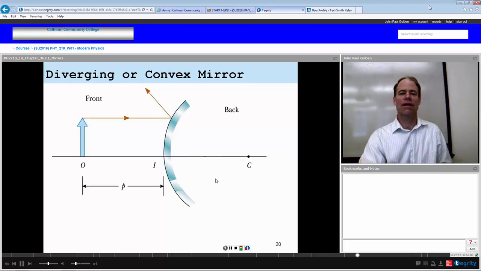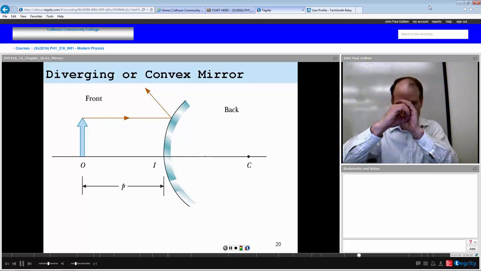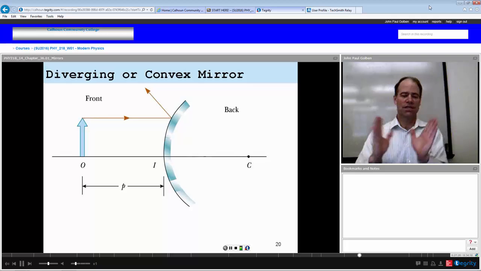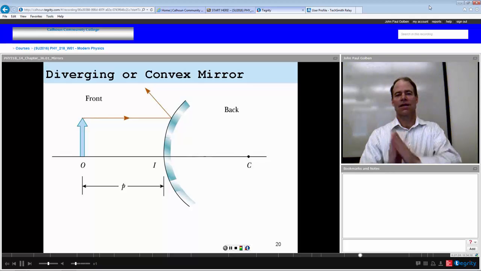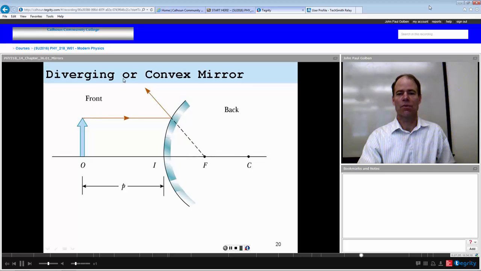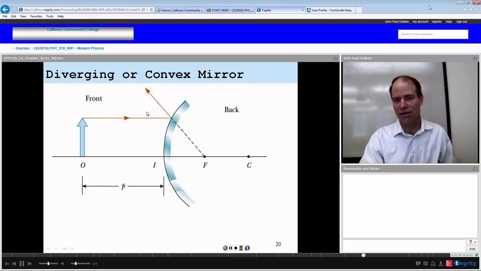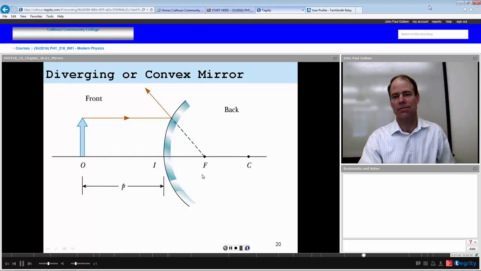Let's say I had a ray coming in parallel. If it comes in parallel, it's going to reflect, and in a local sense, if you were to focus in on that point, you would see that the angle of incidence equals the angle of reflection, and it appears to come from a point which is the focal point of this convex mirror. So a point that is half the distance of the center of curvature, and this ray coming out appears to be coming from that point.